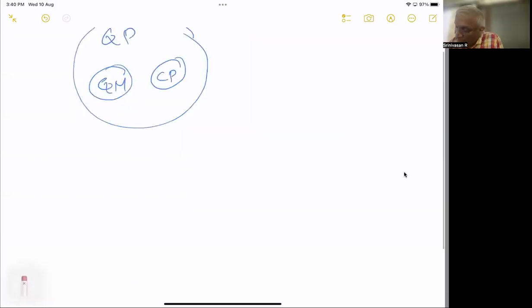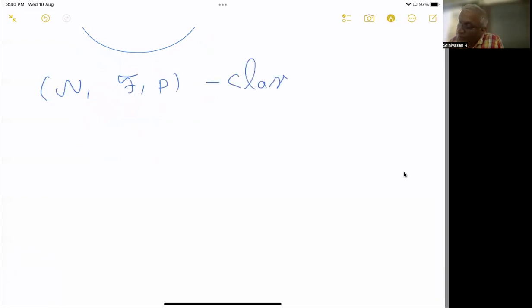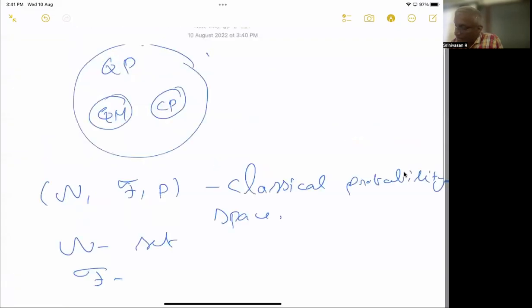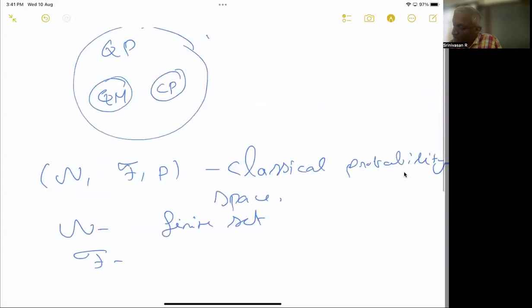So to do that, how did we do it? Let me recall how we did that. We use only finite probability spaces. So let omega, script F, P be a classical probability space. I hope you can see. By this we mean omega is just a set, and for the time being, it is just a finite set, which is called the sample space.